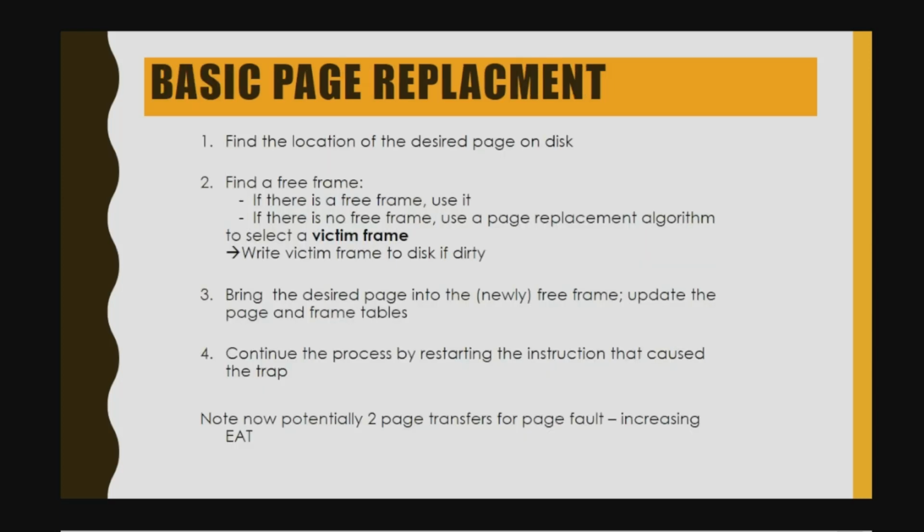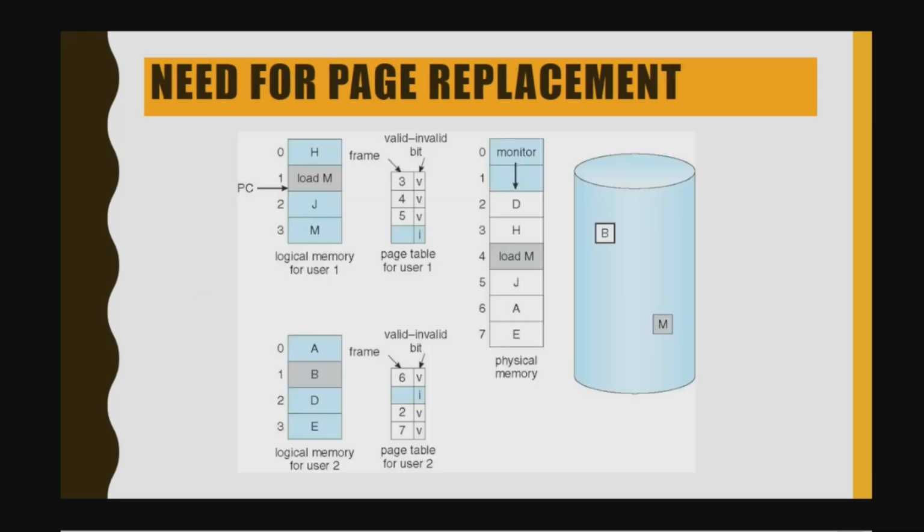For the basic page replacement, number 1, we need to find the location of the desired page on the disk. Number 2, find a free frame. If there is a free frame, then we can use it. If there is no free frame available, use a page replacement algorithm to select the victim frame in order to replace the page. Write the victim frame to the disk if dirty. What is dirty? Dirty means the modify bit is set. If it is modified, then we write to the disk.